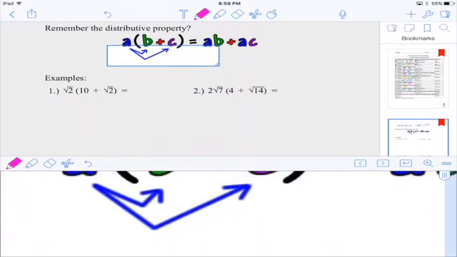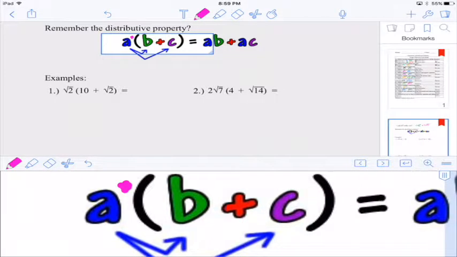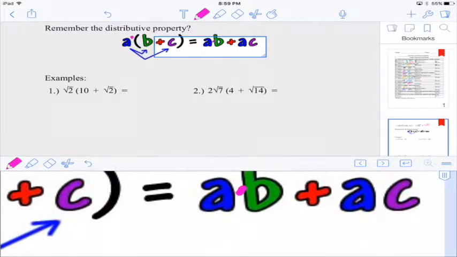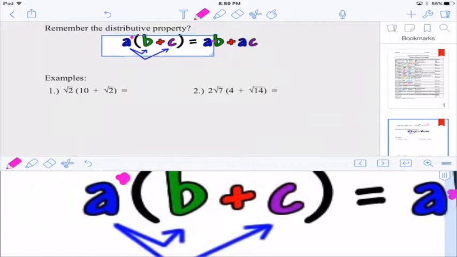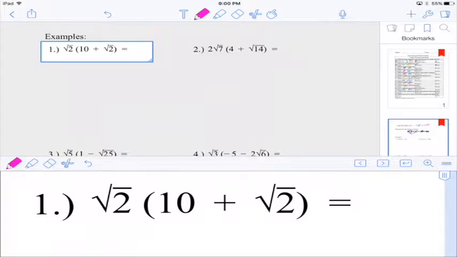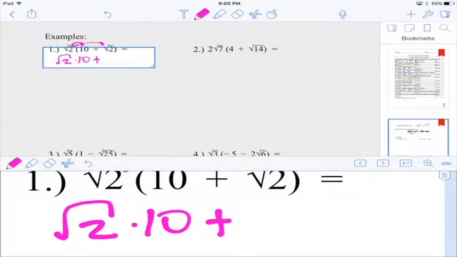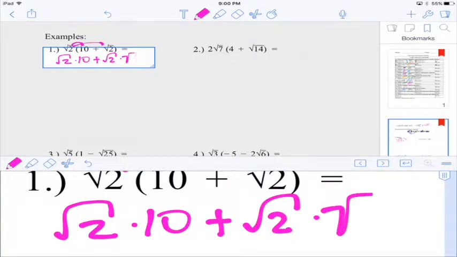Now we're going to use that distributive property. Remember, if we have a number outside and it's multiplying our parenthesis, we can distribute it. A times B, right? Remember that's times, plus A times C. So that's what we're going to do. We're going to multiply. So we have square root of 2 times 10 and square root of 2 times square root of 2. I'm going to write it all out for you.